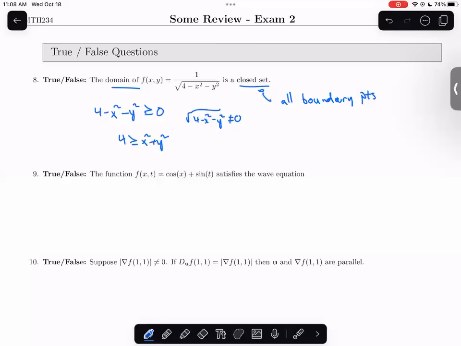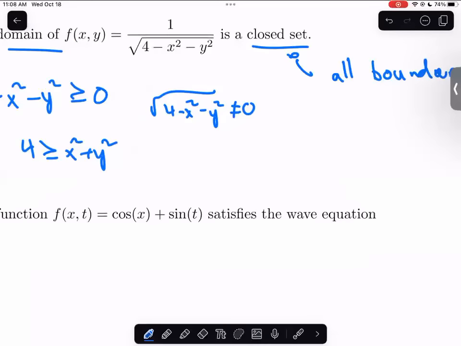But the second one here, if we square both sides and then rearrange a little bit, right? Squaring 0 doesn't do a whole lot. This says that x squared plus y squared should not be equal to 4. Otherwise, you'll be dividing by 0. The square root doesn't really mind. Square root of 0 is 0. It's happy with that. But the fact that it's in the denominator, that's the problem, right? Now you're dividing by 0.